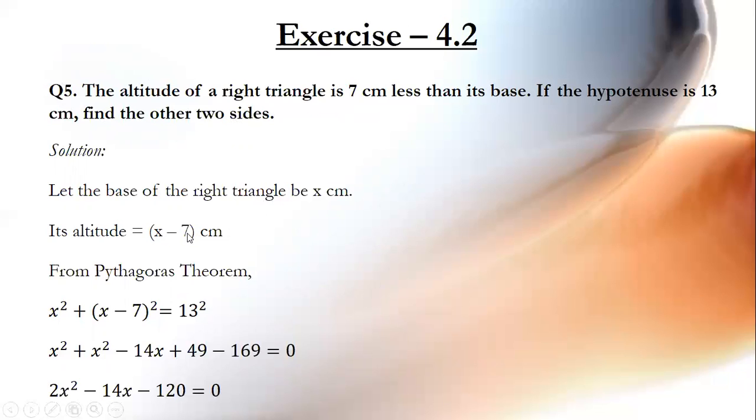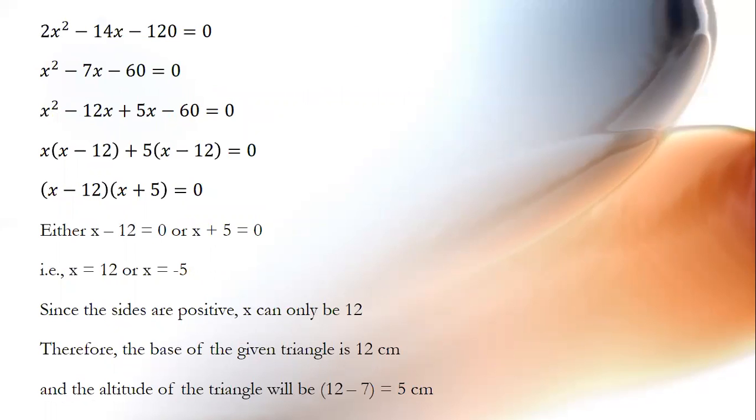So x minus 7. From Pythagoras theorem, it's already given that hypotenuse is 13 and two sides we have taken to be x and x minus 7. So x square plus x minus 7 the whole square is 13 square. So we open x minus 7 the whole square, then solving them, we will get 2x square minus 14x minus 120 equal to 0. Now throughout we can divide by 2. So we have x square minus 7x minus 60 equal to 0.